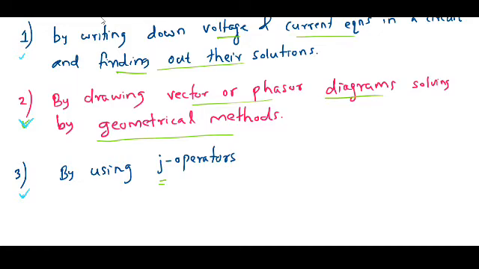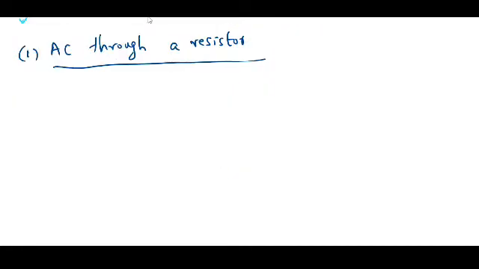Fine. Now let us go to the simplest case, that is an AC through a resistor, an alternating current through a resistor. That is, we have a circuit that consists of a resistor only, and is connected to an alternating voltage source.